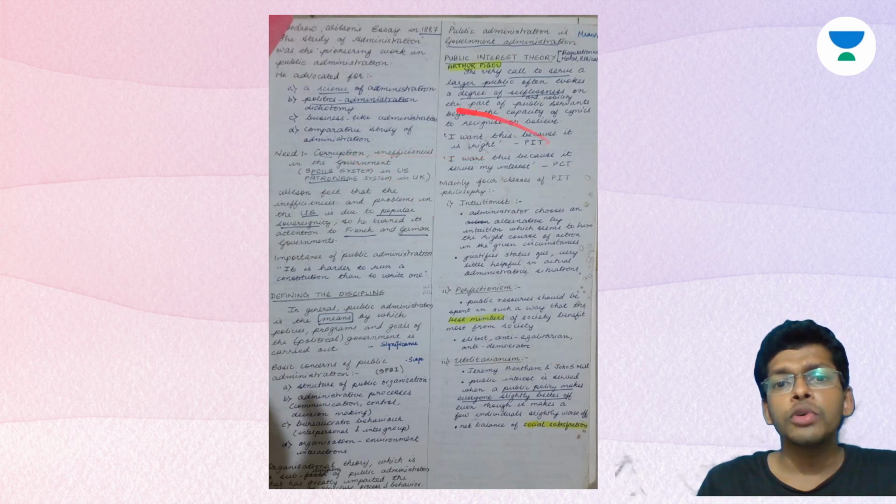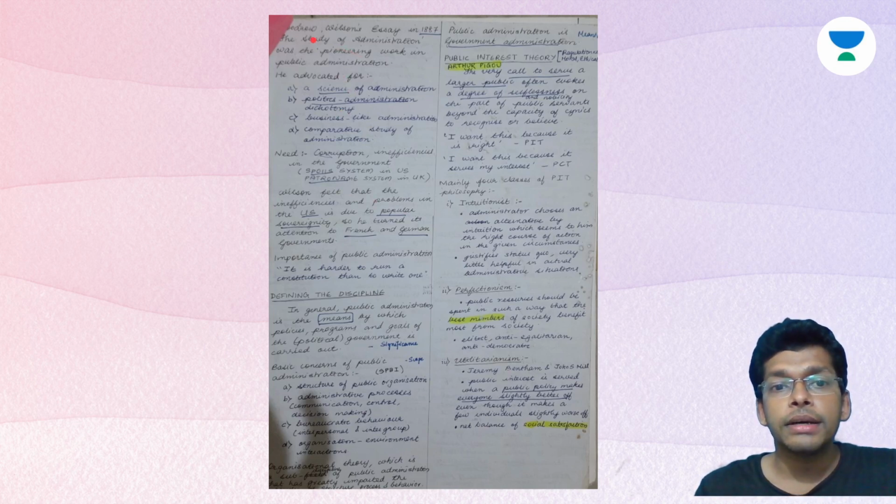So this is a picture of a page of the notes which I made from Mohit Bhattacharya. Here you can see I have written about Woodrow Wilson's essay, The Study of Administration. I made a note of all the 4 points which Woodrow Wilson said about public administration. Then defining the discipline is there. Also, I have mentioned public interest theory, with a short definition, which was for me to understand what public interest theory means.